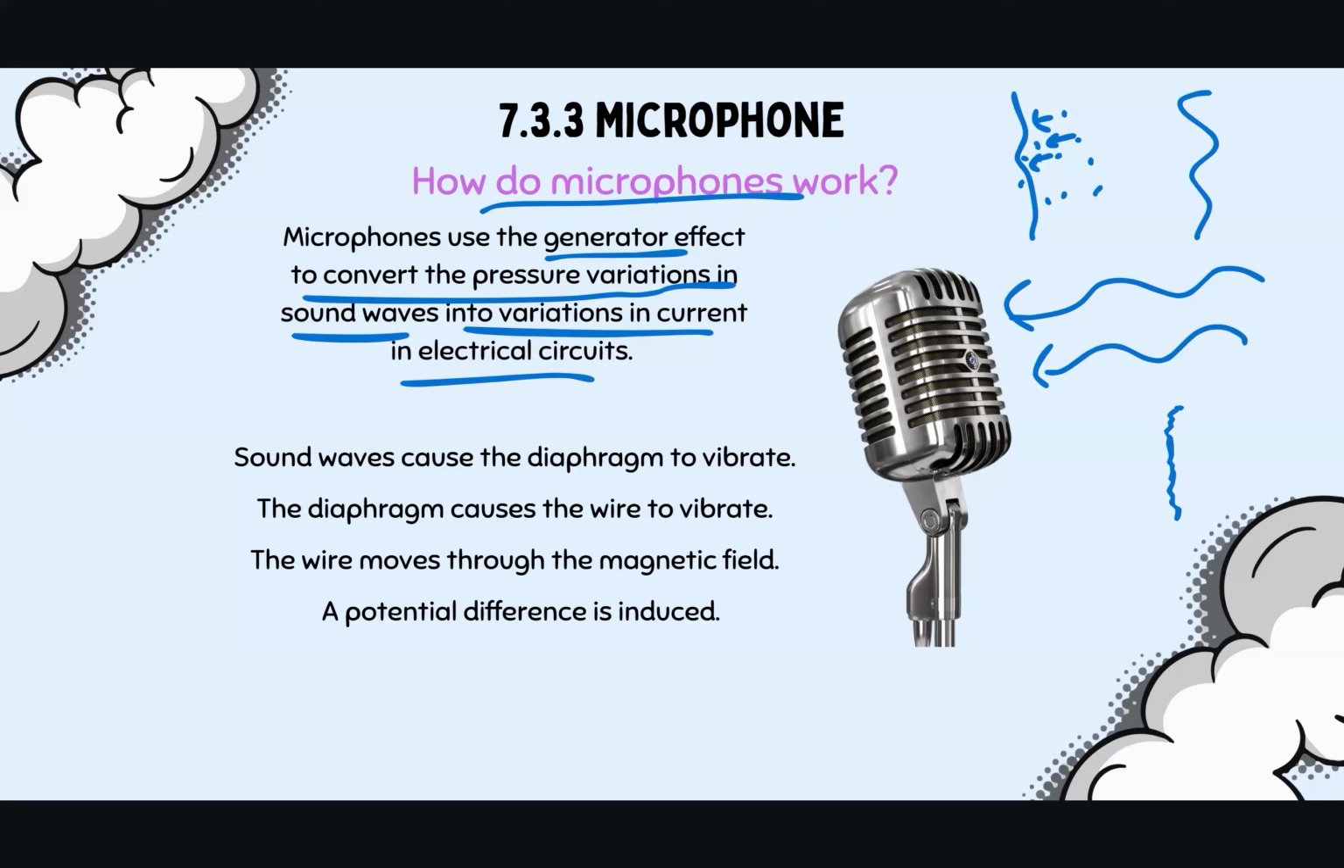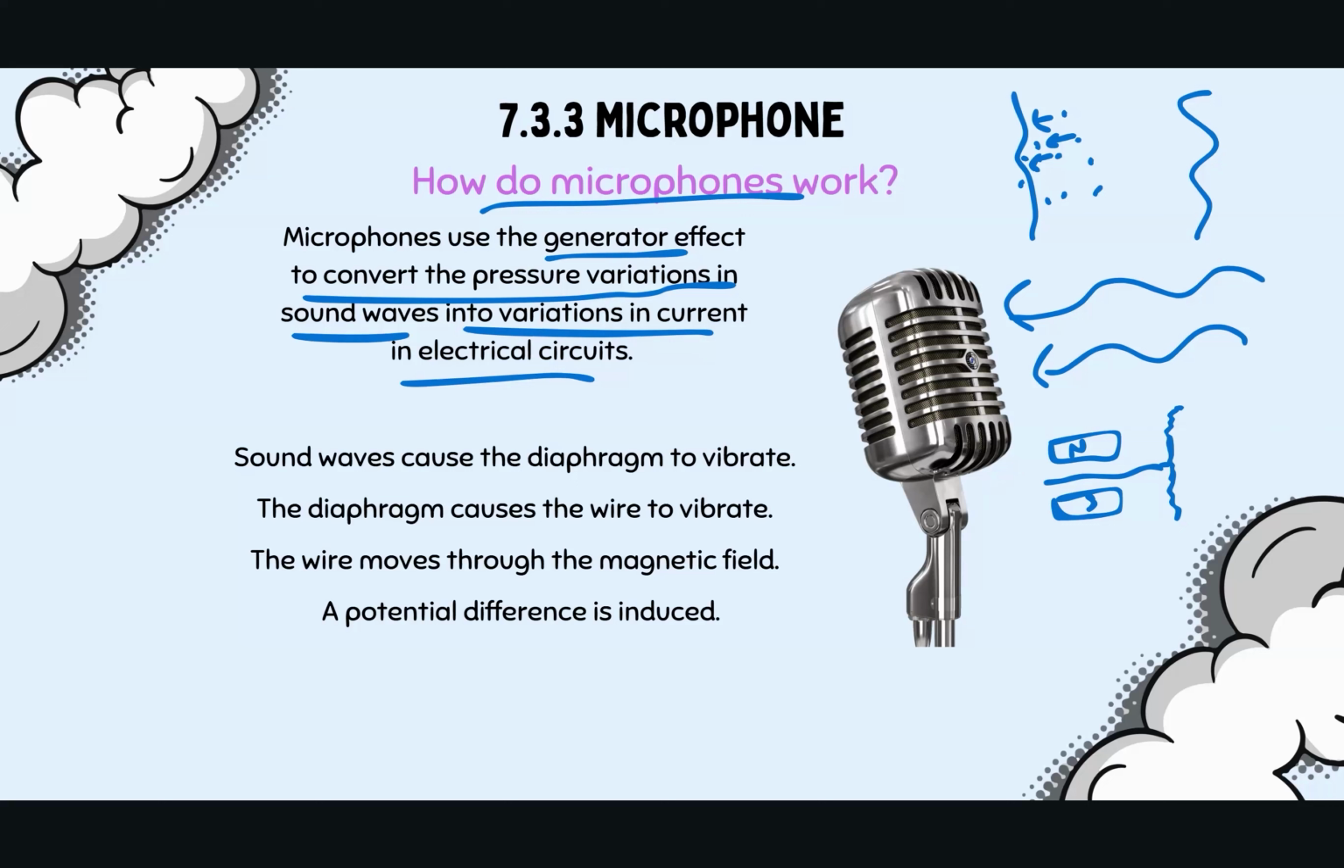Now the diaphragm is attached to a coil of wire. And so if it's attached to a coil of wire, what's that diaphragm going to do to that wire? It's going to cause that wire to move. Now, every time this coil of wire moves back and forth, that coil of wire is in a magnetic field. So every time it moves back and forth, what does that do? It generates a current. So the coil is placed between the poles of permanent magnets.